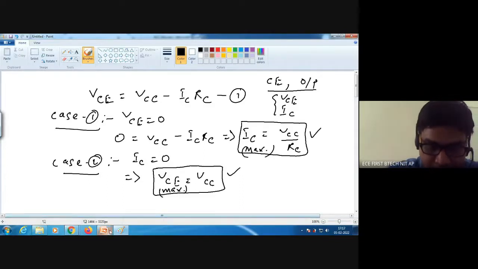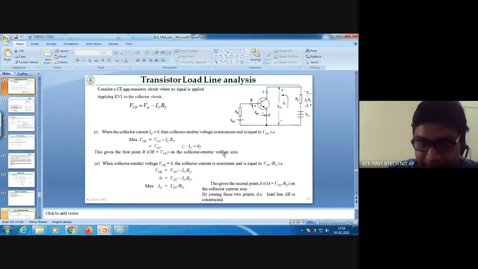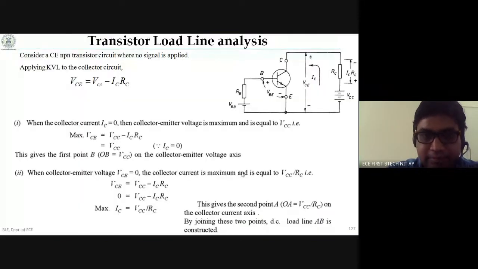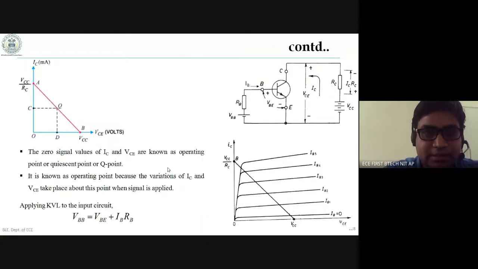Okay, so let's go to the presentation side, where I have written this here, if you can see. There are two points which you can see. VCC by RC, which I have just now explained, is the maximum collector current, and this VCC is the maximum collector emitter voltage. This is one point, let's say A, and this is one point B. If you join these two points, we get one line, and this line is called the load line.